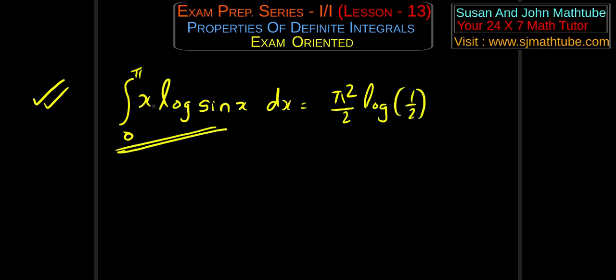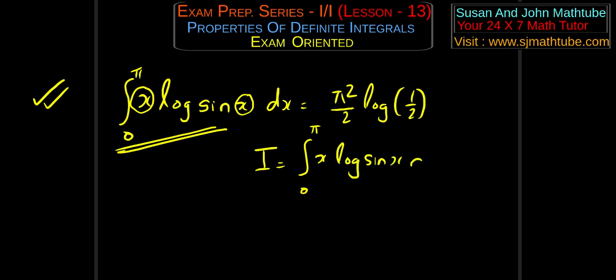So look at this. What we do is we apply the property. I'm going to call it I, and you can see the argument. So 0 to pi x log sin x dx, and I'll call it equation 1 as always. Now I'm going to replace that with pi minus x, and this is just a hint.